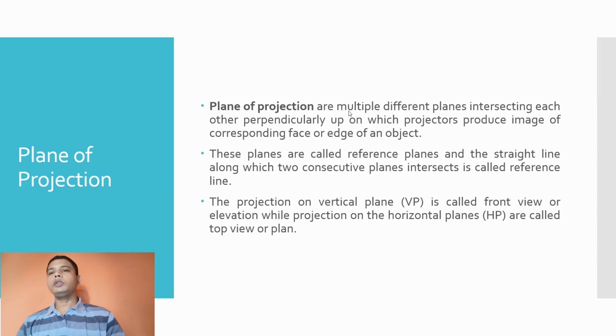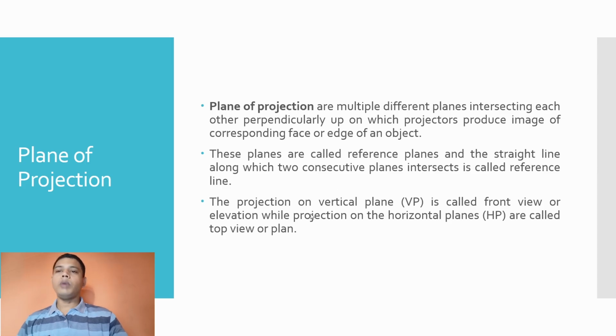Planes of projection are multiple different planes. These planes intersect each other perpendicularly, and projectors produce the image of the corresponding face or edge of an object upon them. These planes are called reference planes, and the straight line along which two consecutive planes intersect each other is called the reference line. In the very next slide there is an image, and you shall have a clear conception about the planes of projection and the reference line.